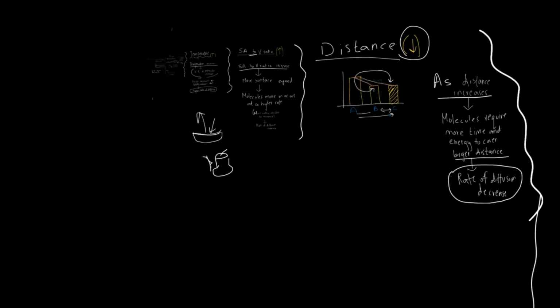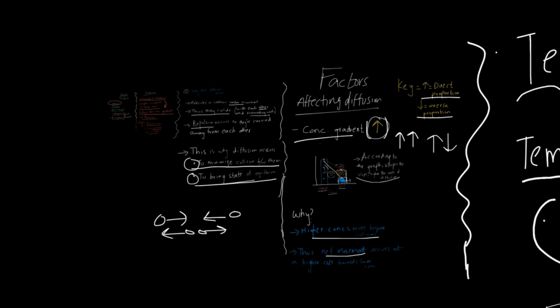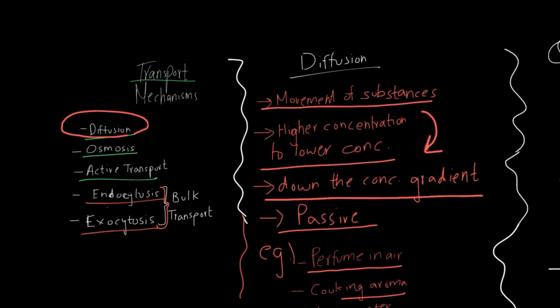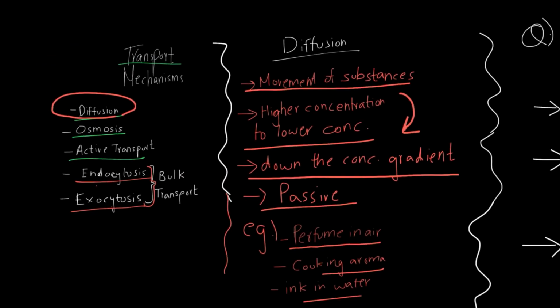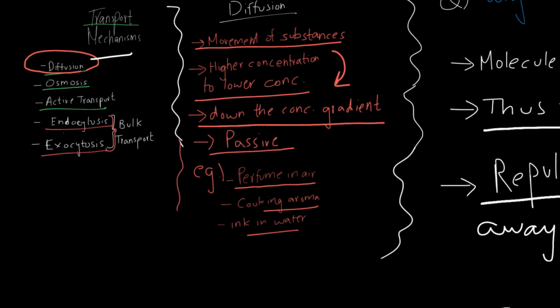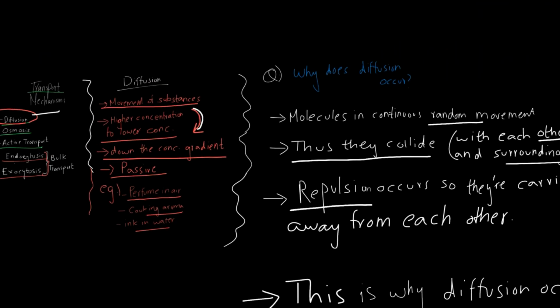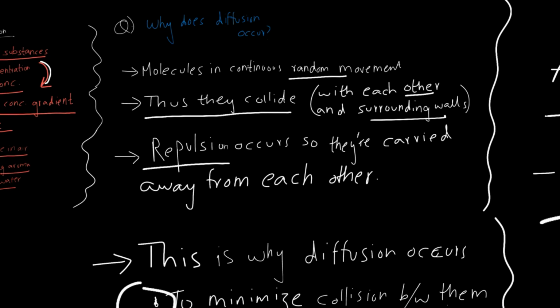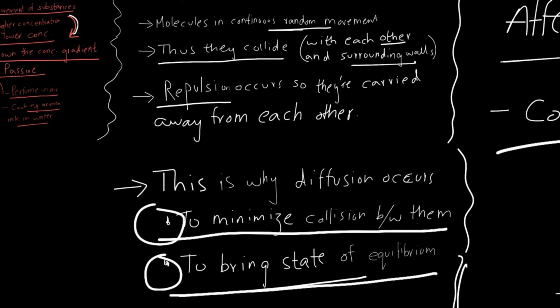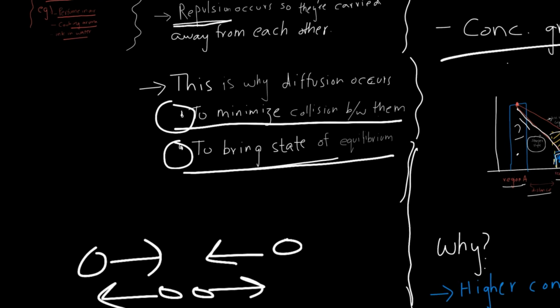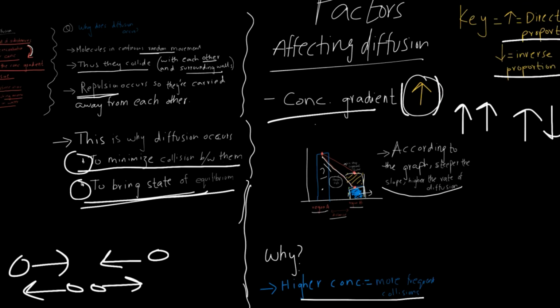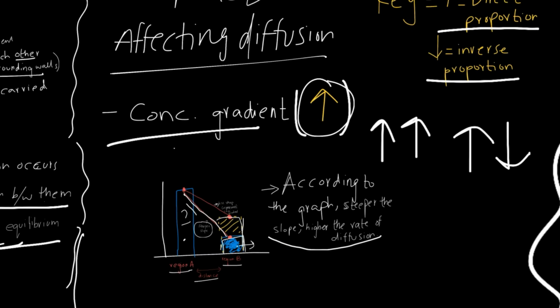So I'll just repeat what we've studied today. We started off with the transport mechanisms. There are 5 transport mechanisms. We started off with diffusion. So I've stated what diffusion is, how it's movement from a higher concentration to a lower concentration, and why it occurs. Because molecules move continuously in a random motion and they collide with each other and the surroundings. After the collision repulsion occurs, that's why diffusion occurs, to minimize the collision and bring the state of equilibrium. Then we went on to discuss the factors affecting diffusion.